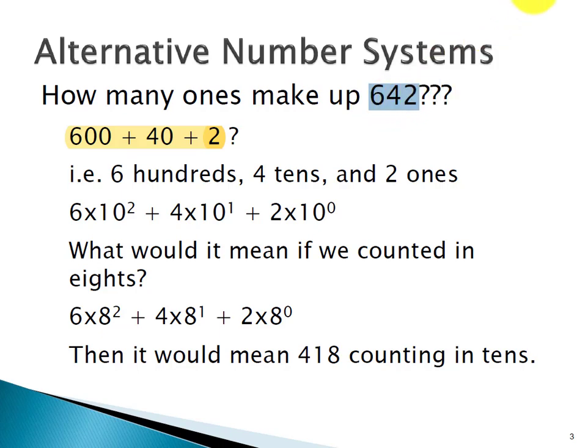So this number can be expressed as 600 plus 40 plus 2. That's 6 hundreds, 4 tens, and 2 ones. We can use scientific notation as well by just saying 6 multiplied by 10 to the power of 2 plus 4 multiplied by 10 to the power of 1 plus 2 multiplied by 10 to the power of 0.